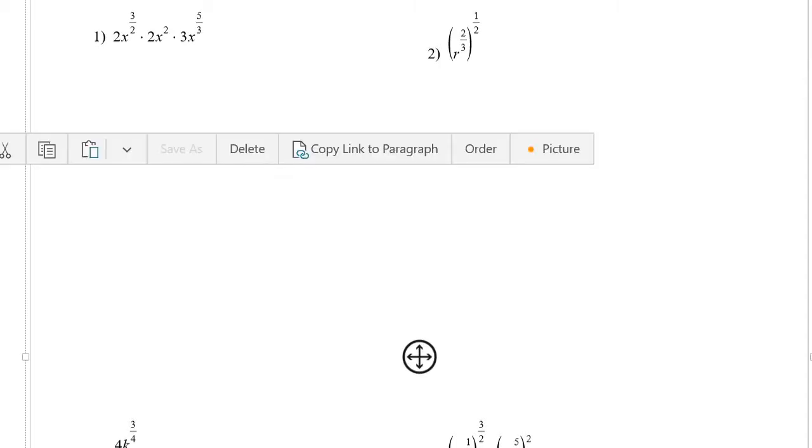In this video, I'll be showing you how to simplify exponent expressions with fraction exponents. So here is the first example on the screen right there. What we're going to do is deal with the numbers first. So you have a 2 times 2 times 3. So 2 times 2 times 3 is 12.